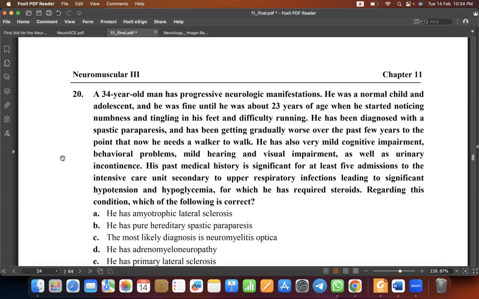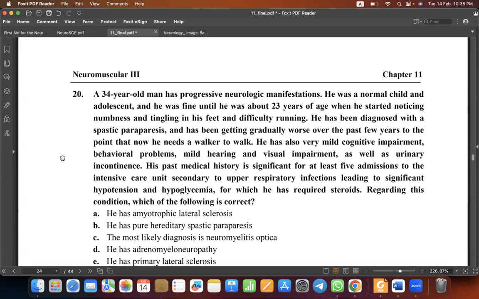In the past medical history, it's significant for 5 ICU admissions secondary to upper respiratory infection, leading to significant hypotension and hypoglycemia, for which he required steroid. Okay, so that is the fact. That is the thing that points towards the diagnosis. So we have spastic paraplegia, tingling numbness as well, hearing and visual issues.